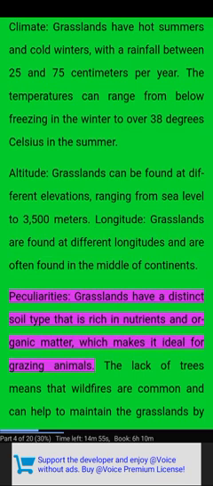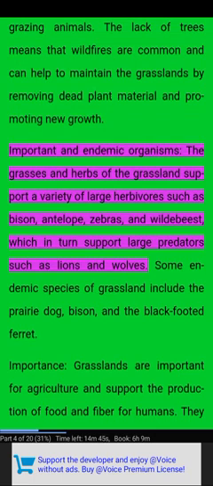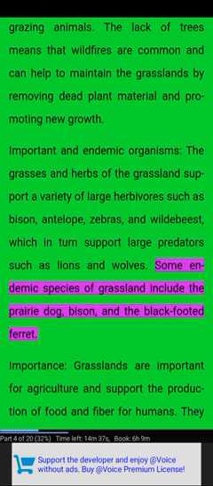Peculiarities: grasslands have a distinct soil type that is rich in nutrients and organic matter, which makes it ideal for grazing animals. The lack of trees means that wildfires are common and can help to maintain the grasslands by removing dead plant material and promoting new growth. Important and endemic organisms: the grasses and herbs of the grassland support a variety of large herbivores such as bison, antelope, zebras, and wildebeest, which in turn support large predators such as lions and wolves. Some endemic species of grassland include the prairie dog, bison, and the black-footed ferret.